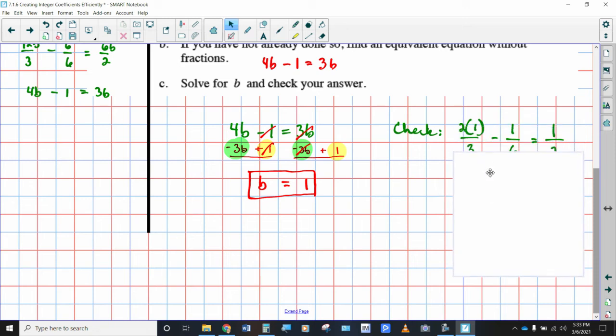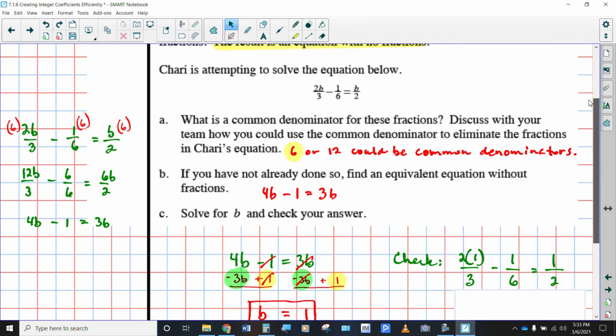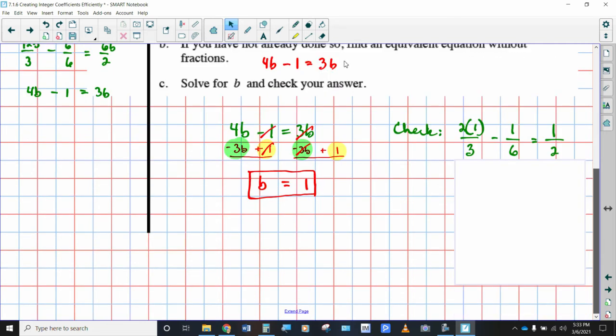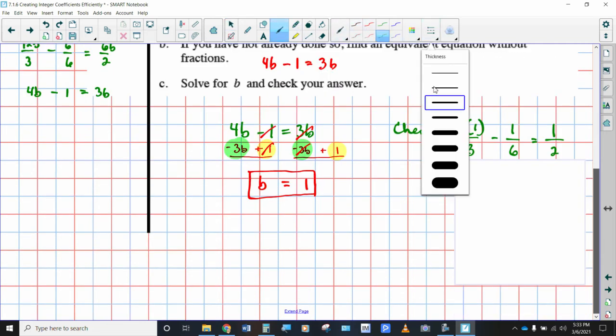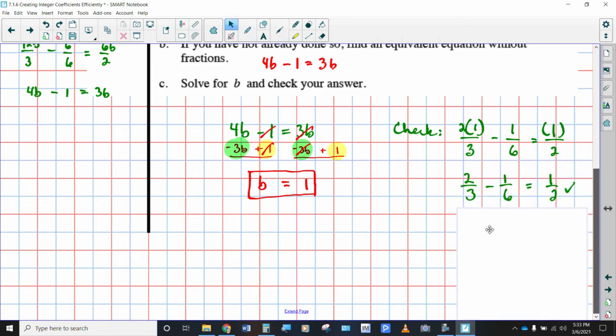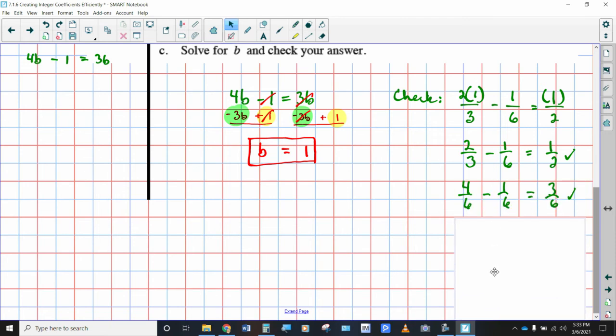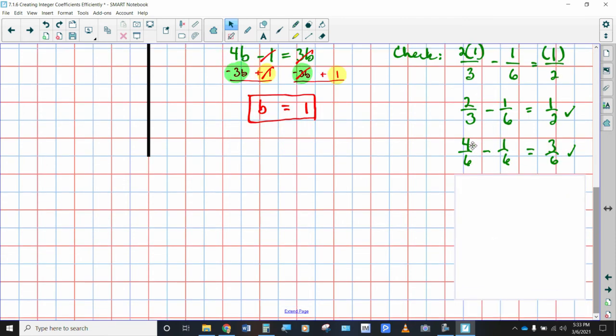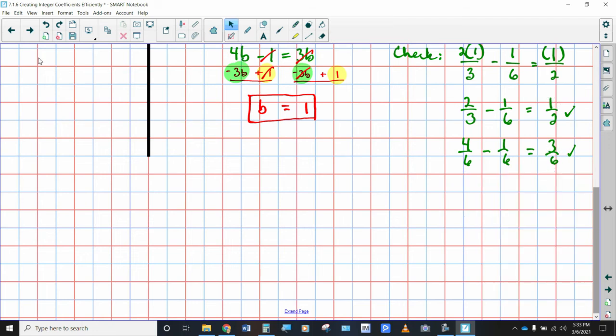If b is equal to 1, then it should be 2 times 1 over 3 minus 1 over 6 equals 1 over 2, right? Yes. I forgot to put the parentheses around this guy. Technically, I like to put parentheses where the variable used to be, so I know that I've got everything filled in properly. So 2/3 is the same as 4 over 6, right? And 4/6 minus 1/6 is 3/6. Is 3/6 the same as 1/2? Yes, it is. We're good. We've got our answer. B is equal to 1 for this equation.